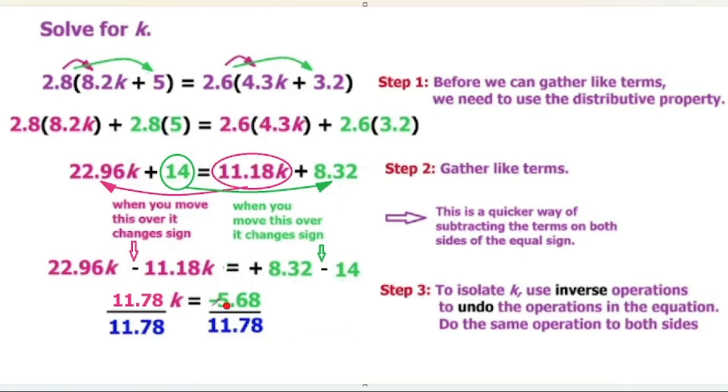So to get k on its own, we divide this by 11.78 so that this cancels with this and we're left with k on its own. So because we divide by 11.78 on this side, we have to do the same to this side. So these two cancel and we're left with k equals negative 0.482 and we rounded to the thousandths. So we rounded to this place value, okay? And that's all there is to that problem.